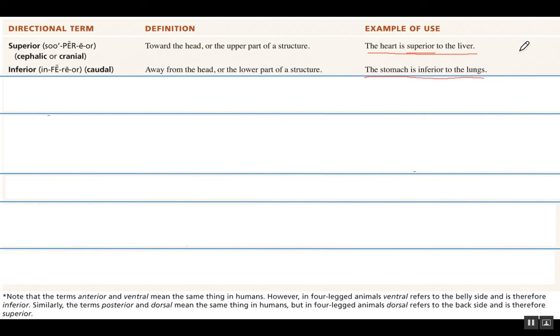Now, these terms need to be studied, they need to be used. This is an example of learning a new language and learning new words, and the only way to properly learn that language is to practice these words. We're going to be doing that on the next slide.